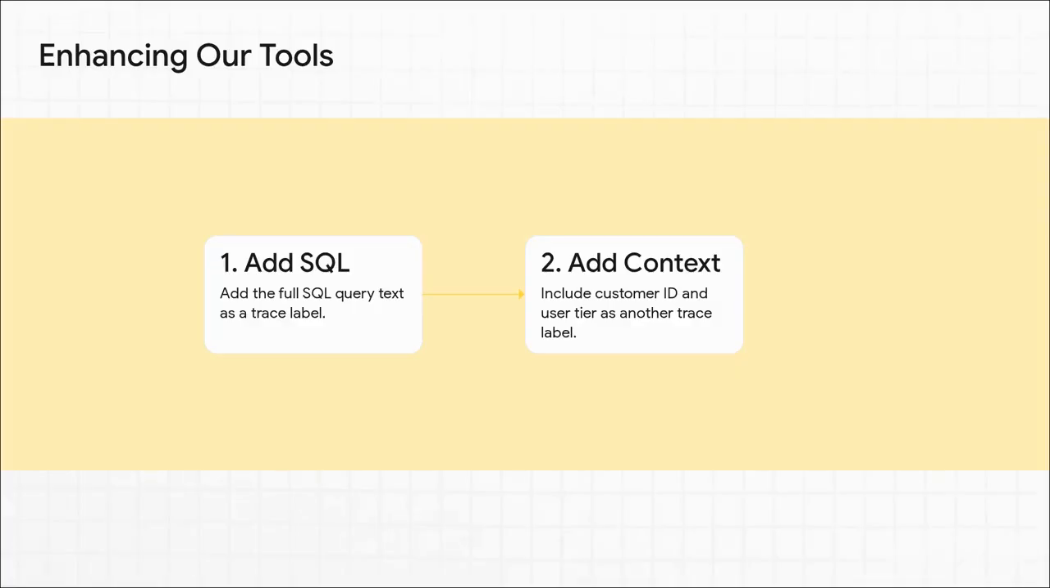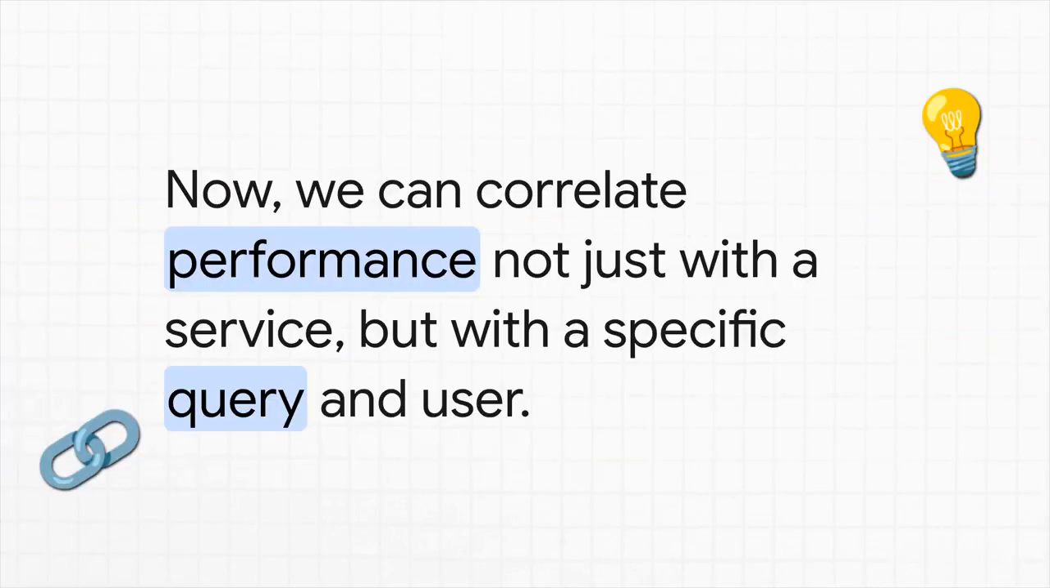So, we dove back into our application code and beefed up our OpenTelemetry instrumentation. We made two pretty simple, but as it turns out, incredibly powerful changes. First, for the database span, we added the actual SQL query text as a custom attribute. Second, and this was the real game changer, we added business context, things like the customer ID and their subscription tier. The power of this is just immense. We're not just looking at abstract technical data anymore. Now we can connect a performance problem directly to a piece of our application's logic, the query, and to a piece of our business logic, the type of user.